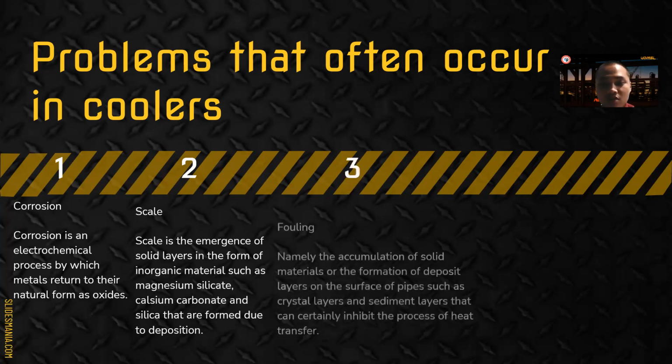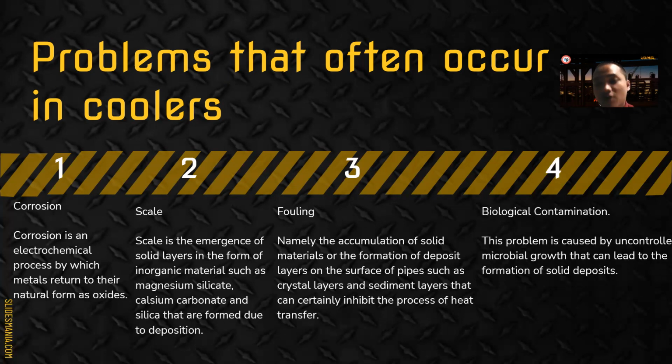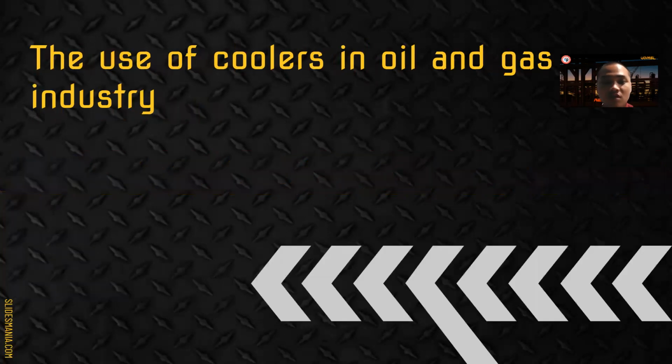Number three, fouling, namely the accumulation of solid materials or the formation of deposit layers on the surface of pipes, such as crystal layers and sediment layers that can continually inhibit the process of heat transfer. Number four, biological contamination. This problem is caused by uncontrolled microbial growth that can lead to the formation of solid deposits.